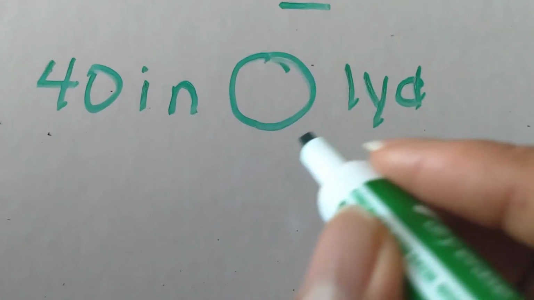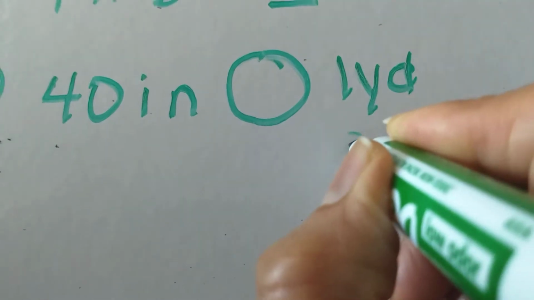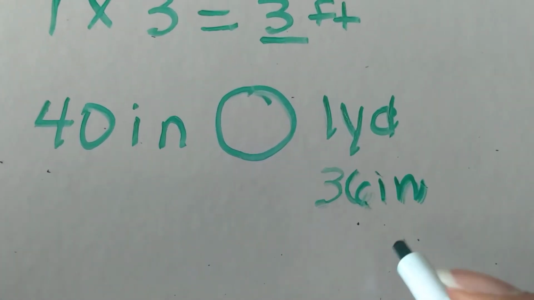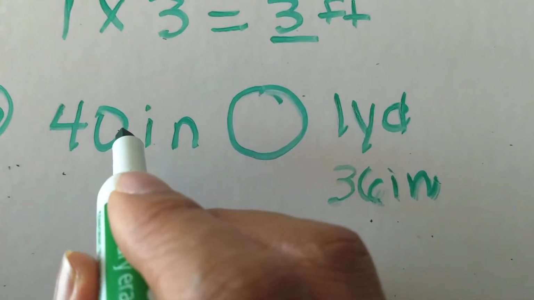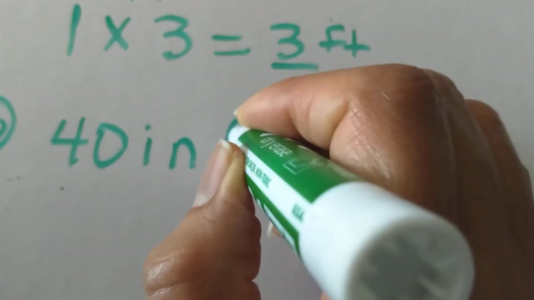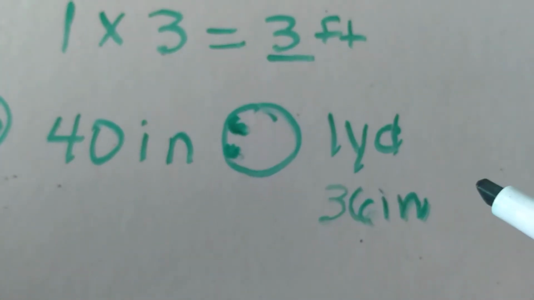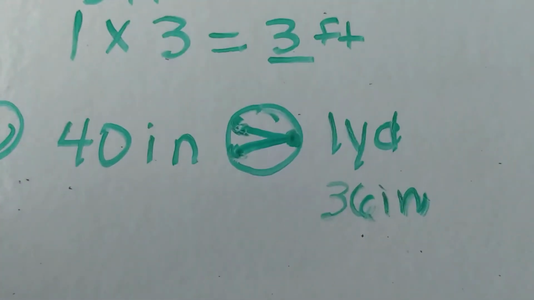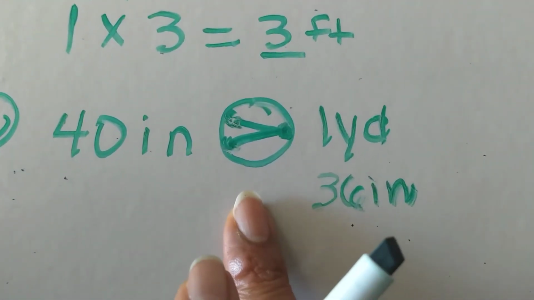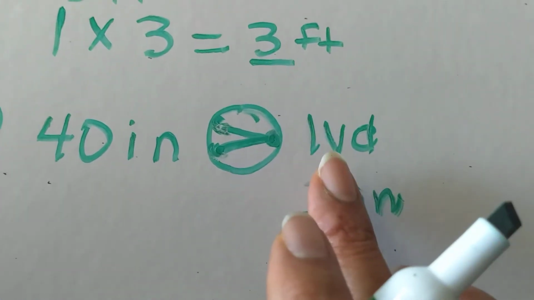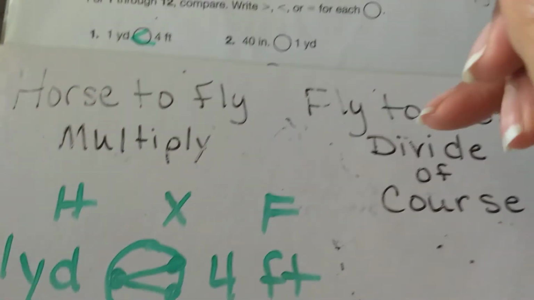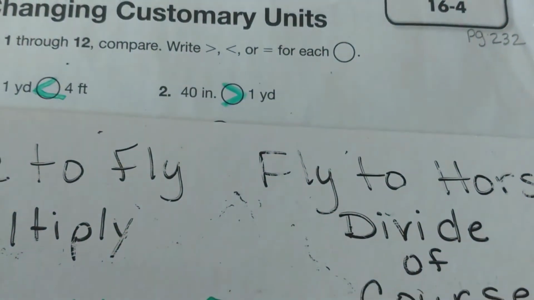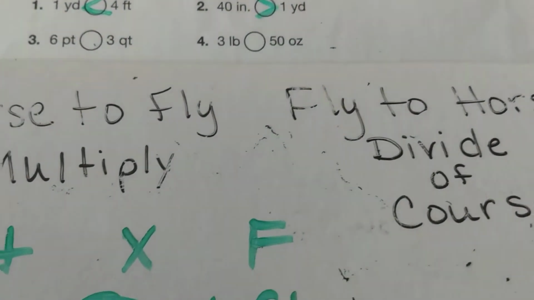So only thing I need to do to this problem is to simply write 36 inches underneath my yards, and I need to compare. 40 is greater than 36, right? So 40 would get 2 dots. 36 would get 1 dot, and I simply connect the dots. So 40 inches is greater than 1 yard. So my answer would be simply greater than.